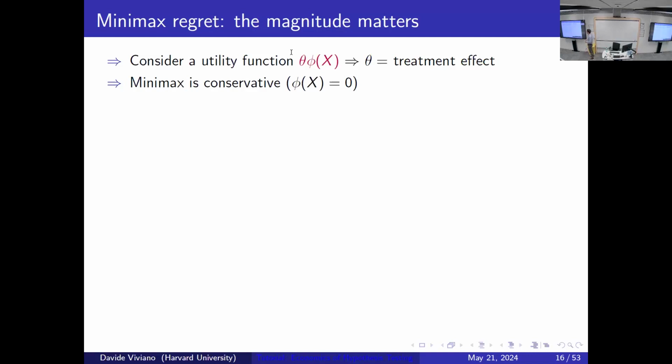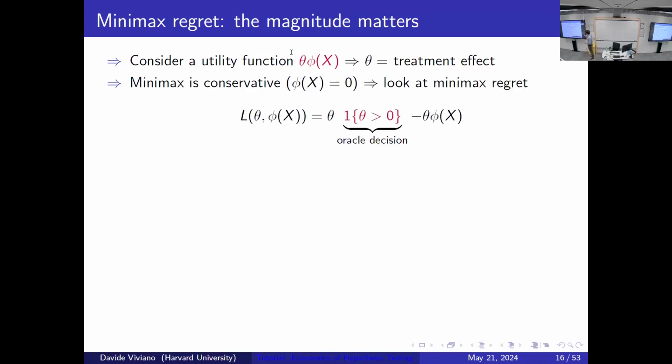So what we can look at instead is another notion of objective function, which is going to be min-max regret. So what we can say, well, let's not just directly look at this theta times p of x. We can look basically at the welfare of the optimal decision, the truly optimal decision, the oracle one, which is going to choose to implement the policy whenever theta is positive, and then we're going to compare these to our utility function.